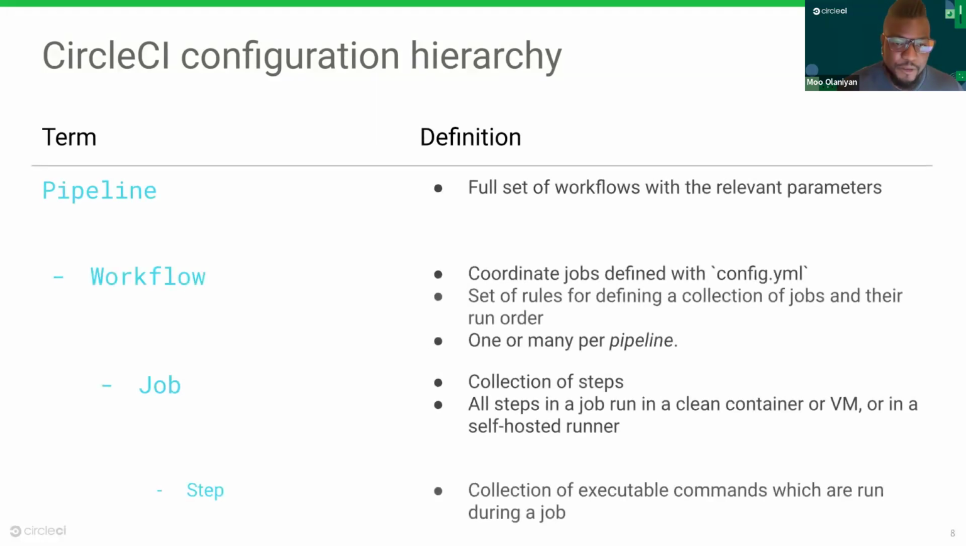Now, at the highest level, every configuration file is considered a pipeline, which is essentially a set of workflows that share relevant parameters. A workflow is a combination of jobs ordered into a particular sequence. A job is a collection of steps to achieve a particular outcome. This is the level at which we spin up a clean container for you, and everything inside that job is going to be run inside the same container, having access to the same files, etc. But when it's done, it'll be cleaned and only lasts for the span of that job and then destroyed afterwards.